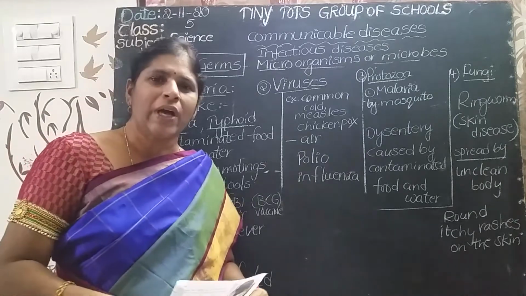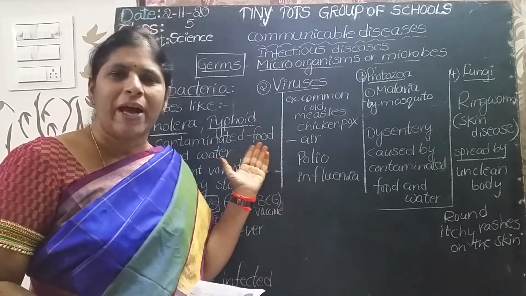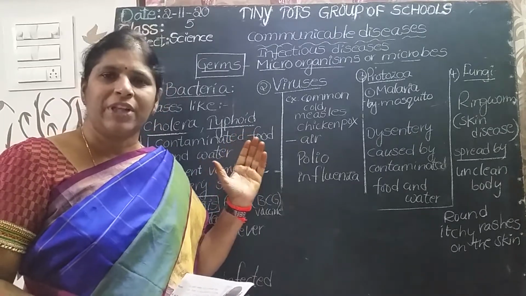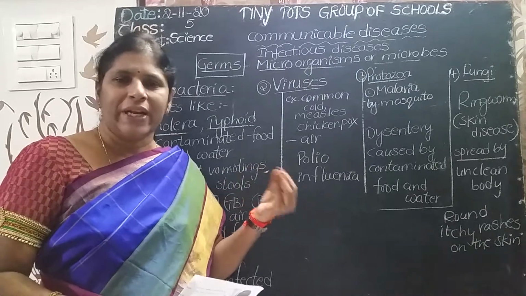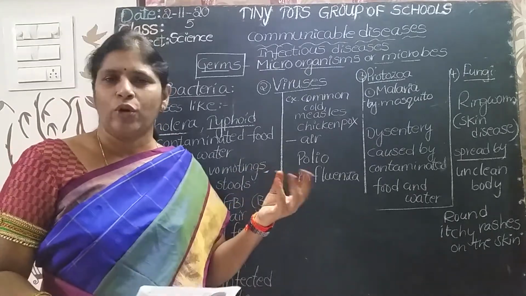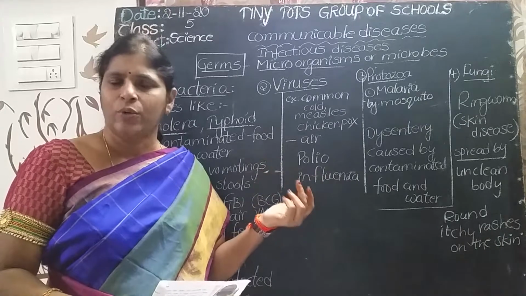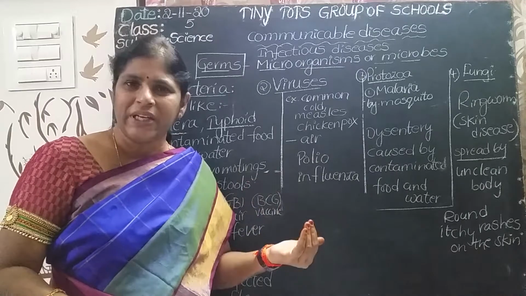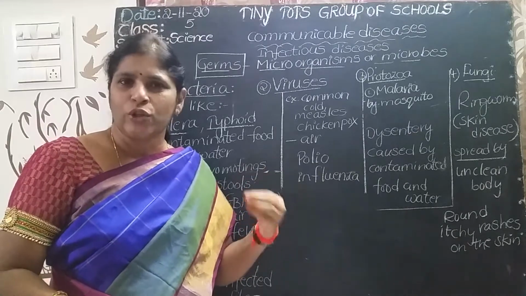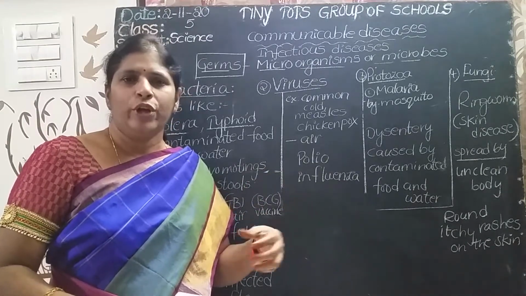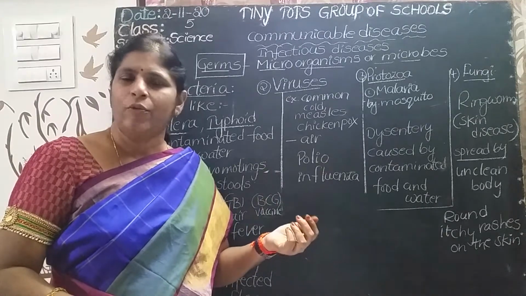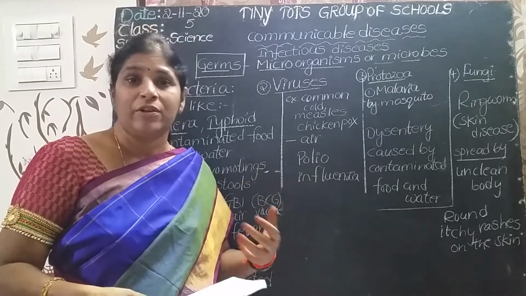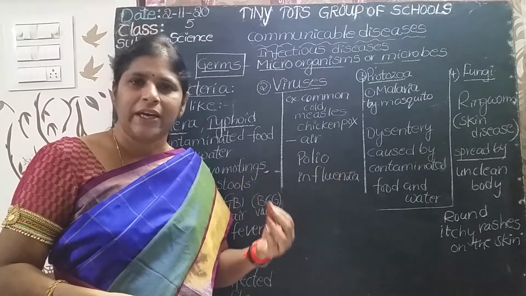Cholera and typhoid are caused by bacteria. Sometimes we may eat roadside food like manchuria or noodles. If that food contains bacteria, we may get vomiting and watery stools, loose motions. Many times we may get vomiting and loose motions, and our body may get dehydrated. Sometimes it may lead to death. Children, take care of yourselves.